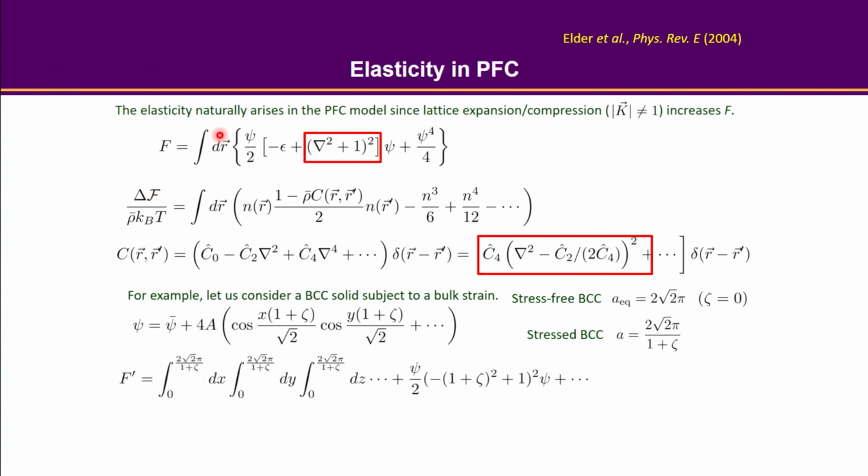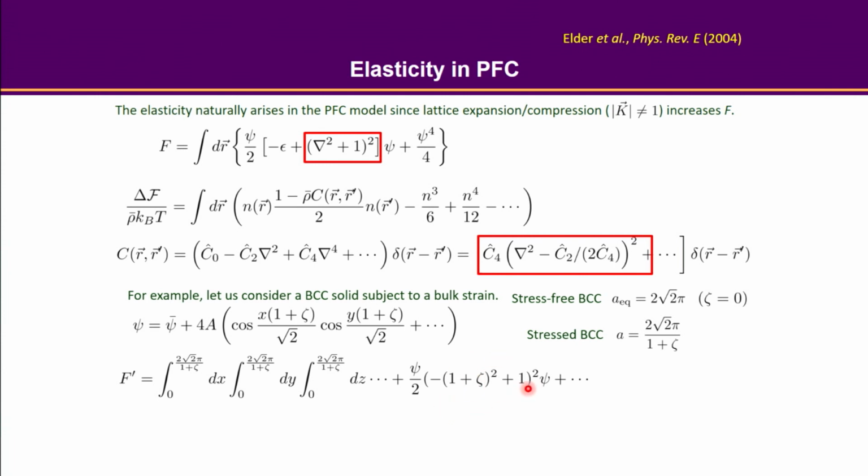Then you plug that back into the free energy functional, and that's only focused on this Laplacian plus 1 squared term. So the psi is being operated on by this Laplacian plus 1 squared kernel, but since now the wave number is not equal to 1, the magnitude is slightly bigger than 1. So every time you take the Laplacian, it's going to give you this 1 plus zeta divided by square root, squared, plus this 1 plus zeta divided by square root, squared. So you have two of them. That's why you have minus k squared being minus 1 plus zeta squared.